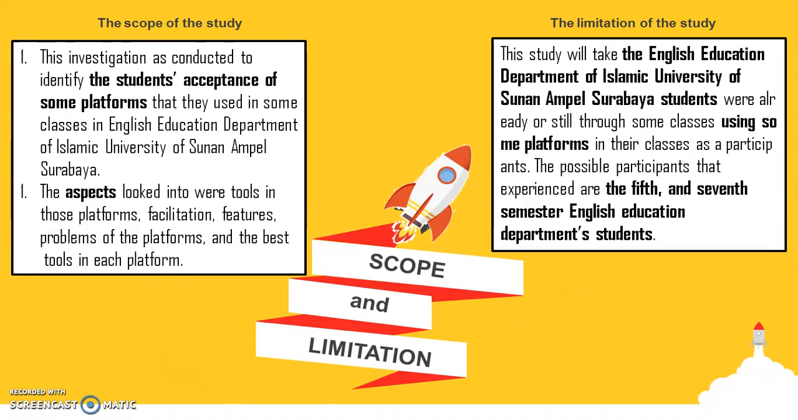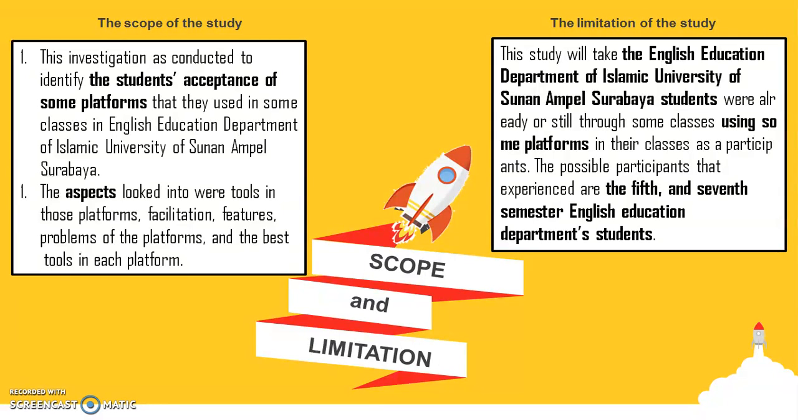The next one is the scope of the study. The scope of the study is two. The first one is that this investigation is conducted to identify the students' acceptance of some platforms that they used in some classes in the English Education Department of Islamic University of Sunan Ampel, Surabaya. The second one is the aspects looked into, which were tools in those platforms, facilitation, features, problems of the platforms, and the best tools in each platform.